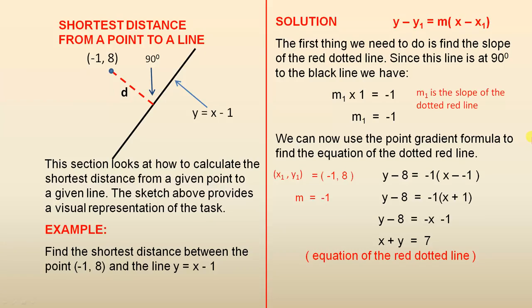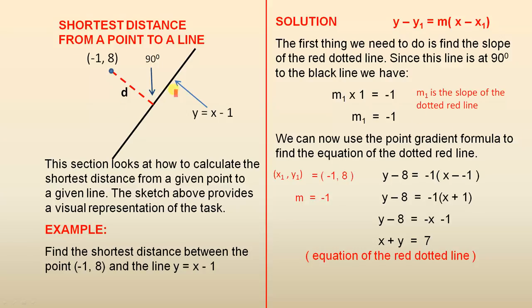Shortest distance from a point to a line. This section looks at how to calculate the shortest distance from a given point to a given line. The sketch above provides a visual representation of the task. Here's the example. Find the shortest distance between the point -1, 8 and the line y equals x minus 1.